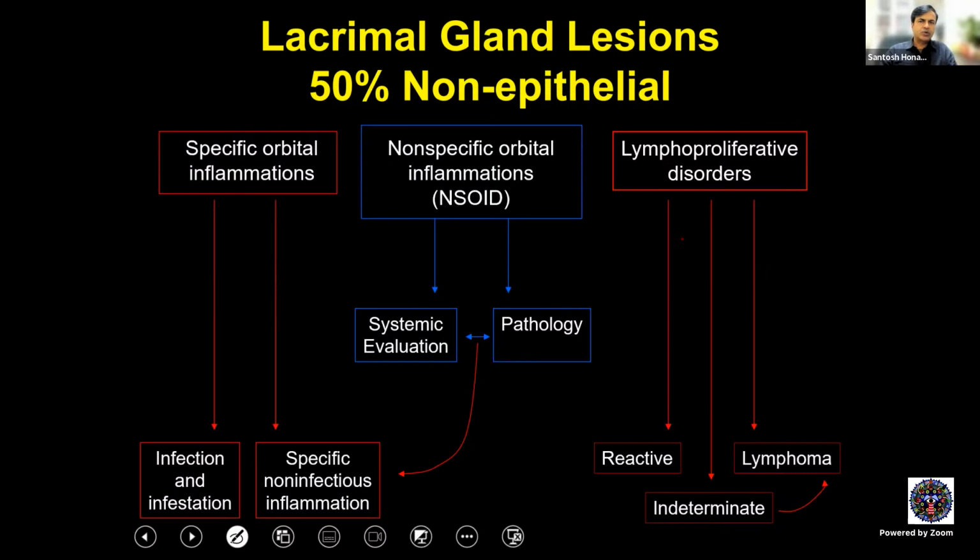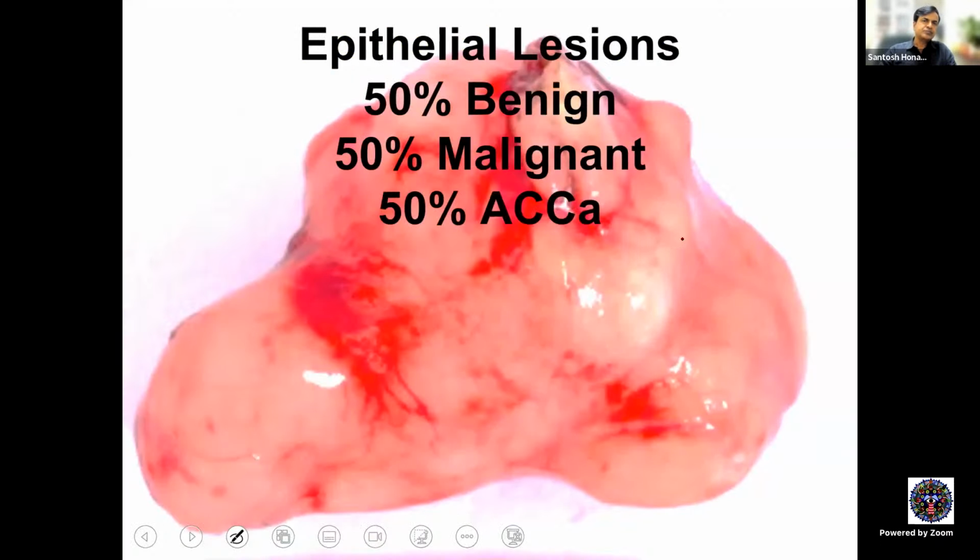Then you can go into the diagnostic tree: specific orbital inflammations, non-specific orbital inflammation, and lymphoproliferative lesions. In epithelial, textbook and examiners expect that 50% are said to be benign, 50% are malignant, and 50% of the malignant are adenocystic carcinoma. But in real life, these numbers vary a lot. But this is for you to say in the exam.